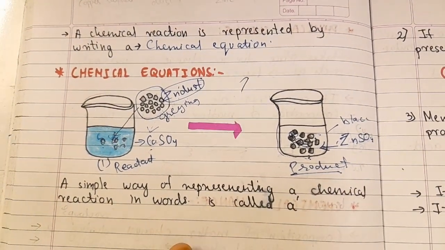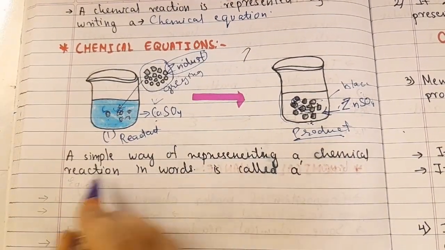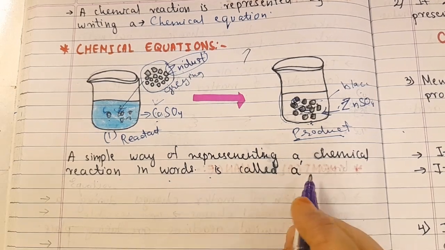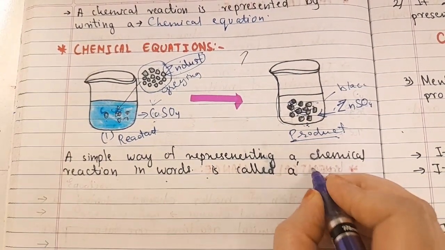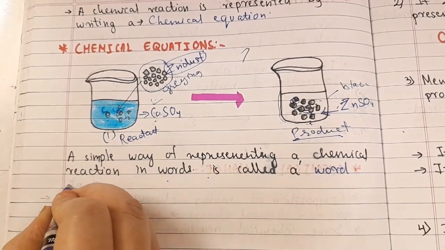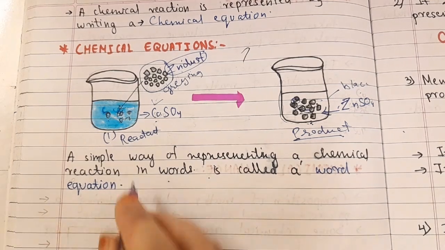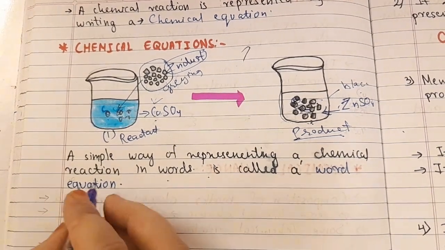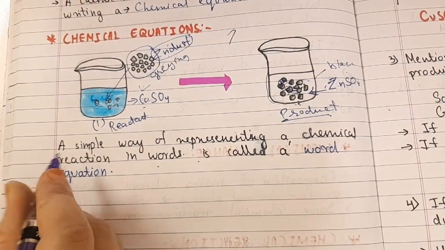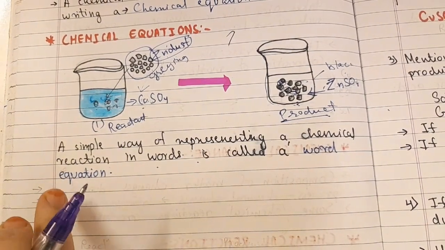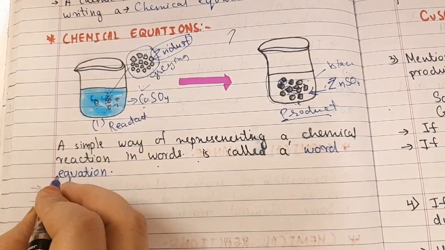Now let us write a chemical equation of this reaction. A simple way of representing a chemical reaction in words is called a word equation. Now we will write a word equation of this reaction. First is the aqueous solution of copper sulphate. Aqueous solution means that the copper sulphate is dissolved in water.